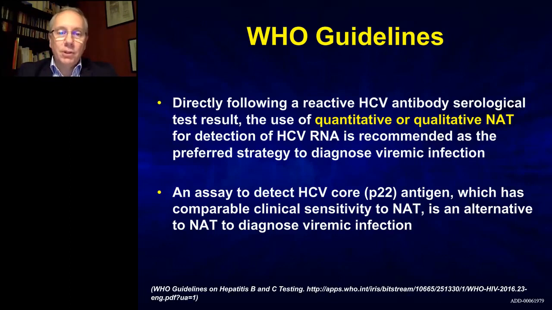However, the WHO adds that an assay to detect HCV core P22 antigen, which has comparable clinical sensitivity to nucleic acid testing, is an alternative to NAT to diagnose viremic infection. Therefore, the WHO acknowledges that either HCV RNA testing or core antigen testing can be used to confirm diagnosis and bring patients to care and therapy.